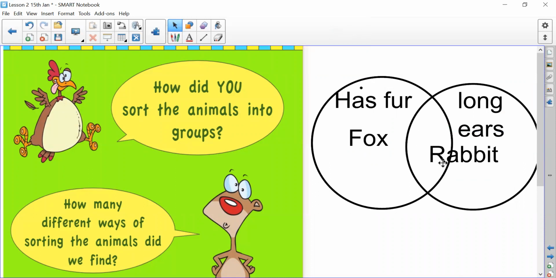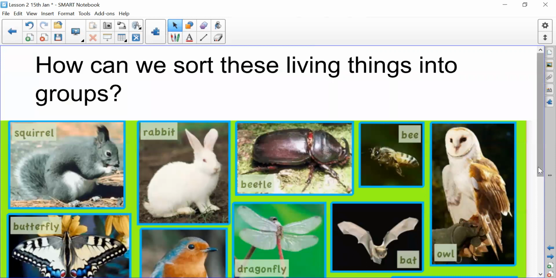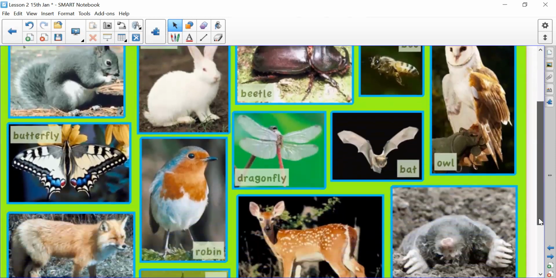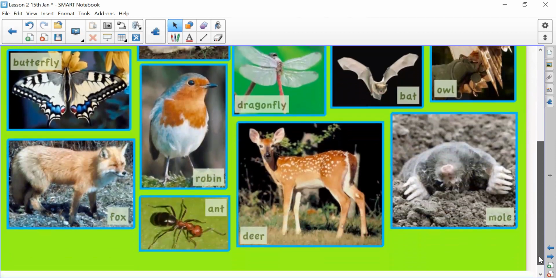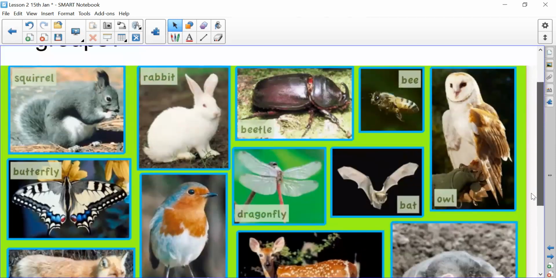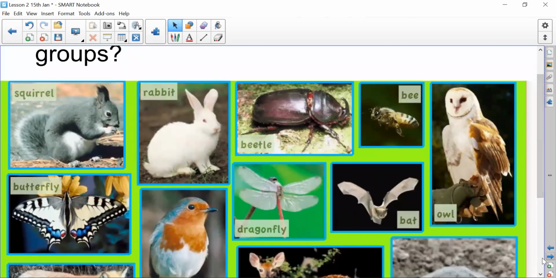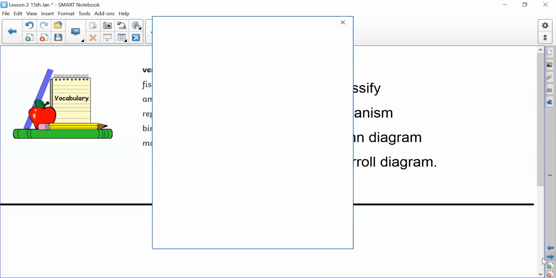Did any of the living things have just long ears but no fur? I suppose it's proportionate to how big they are. Can you think of an animal with long ears but no fur? Okay, so you get the idea of how to group.